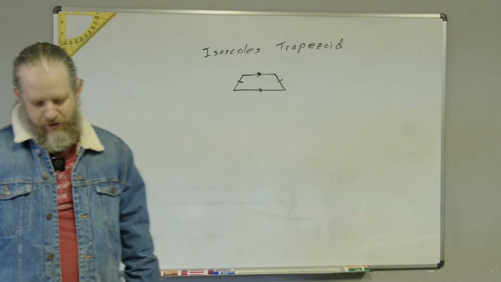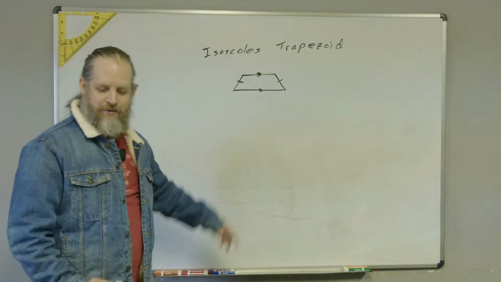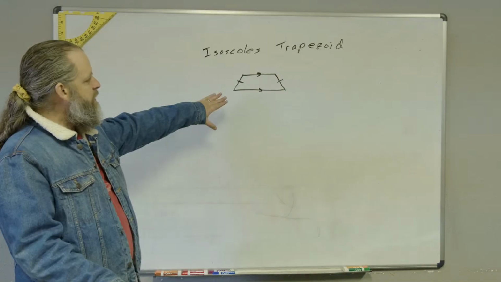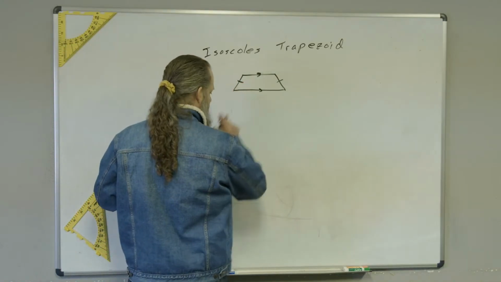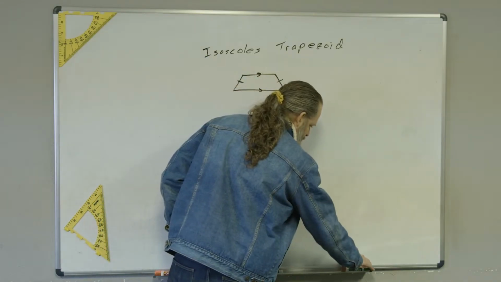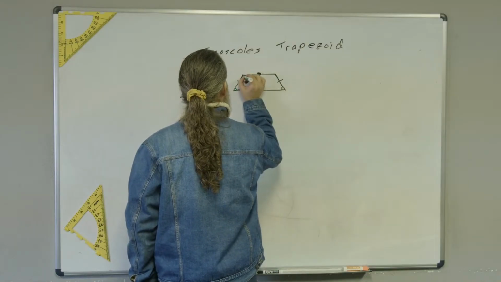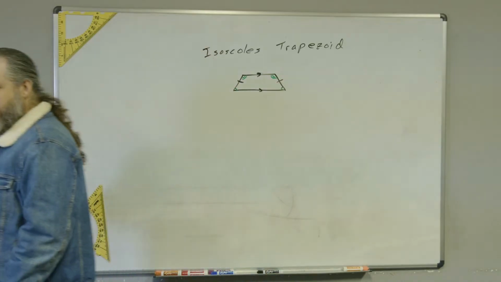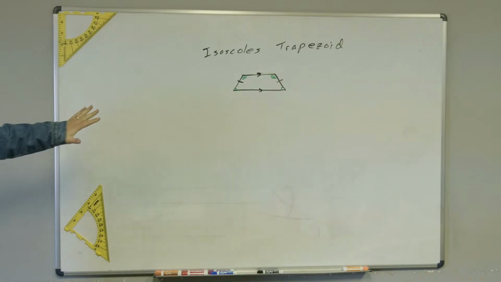There are a few theorems that are true about isosceles trapezoids. One of which is that if it's an isosceles trapezoid, then each pair of base angles are congruent. So in our picture, let me give us some different colors for the different things. In our picture, this angle right here would be congruent to this angle, and this angle would be congruent to that angle. Again, that's not for all trapezoids, only isosceles trapezoids, right?